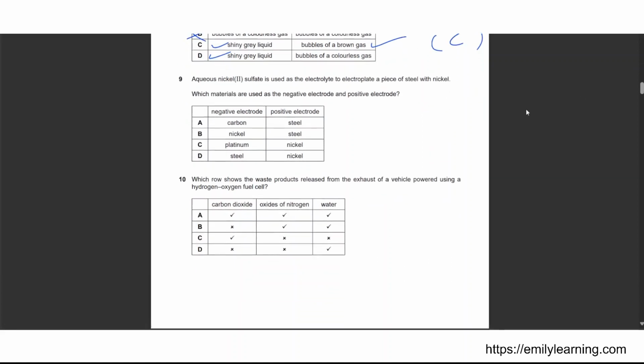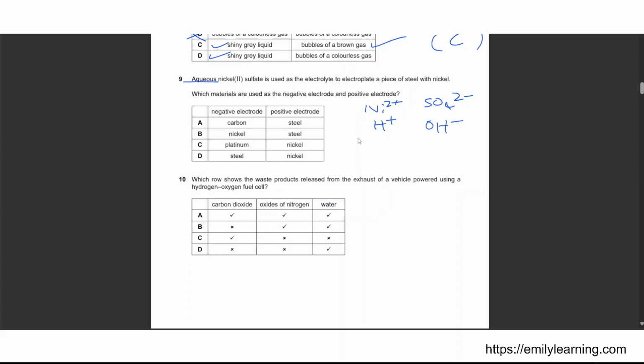Next, let's look at question 9. Nickel(II) sulfate, so I know that this is nickel 2+ and sulfate is SO4 2-, and it is aqueous, so that means that it's water, so therefore I also have H+ and OH- ions in the solution. It's used as the electrolyte to electroplate a piece of steel with nickel. So which materials are used as the negative electrode and positive electrode? So this one is known as electroplating.